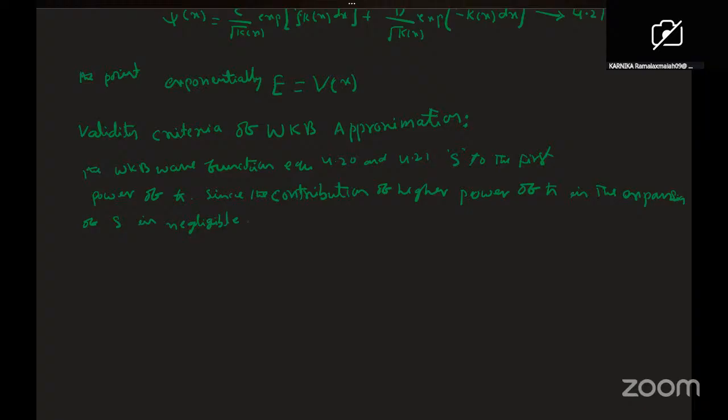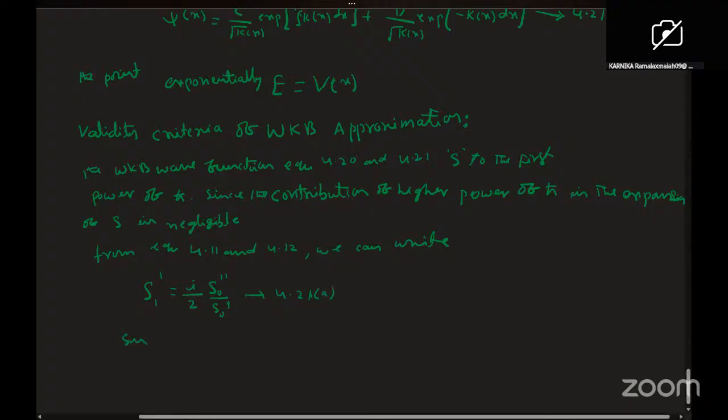So from equation 4.11 and 4.12 we can write S1 dash is equal to i by 2 S naught double dash by S naught dash. This is equation 4.21 of A.